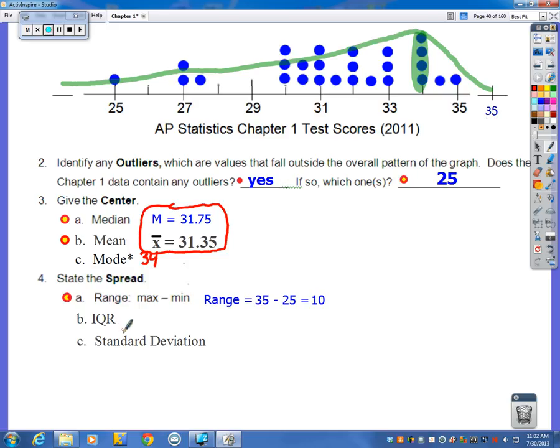IQR, we will discuss later. It is similar to range. They kind of go in the same category. It is called the interquartile range, IQR, and we will discuss what that is. IQR is actually a better measure of spread than range is, and we will discuss why that is when we get there. And then we have standard deviation, which you've probably heard of. It's a pain to calculate by hand, which is why, thank goodness, we have technology and we have calculators. Okay?